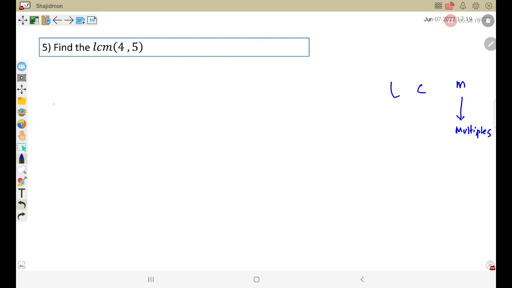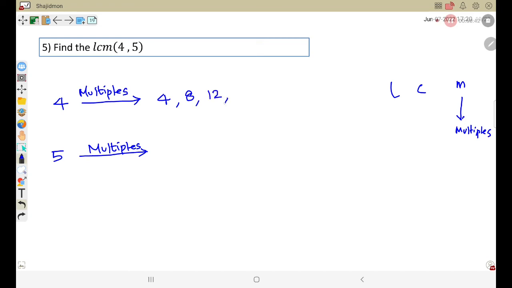Okay. So first we do 4 number multiples. After that, 5 number multiples. Okay. What are the multiples of 4? So first number 4. Then 4 plus 4, 8. 8 plus 4, 12. 12 plus 4, 16. 16 plus 4, 20. Okay, 20 plus 4, 24. Like that it is continuing.